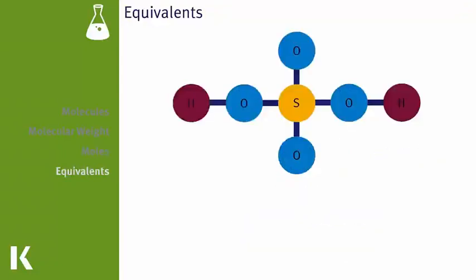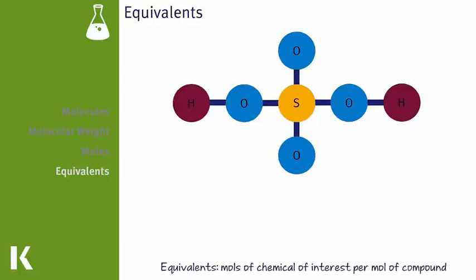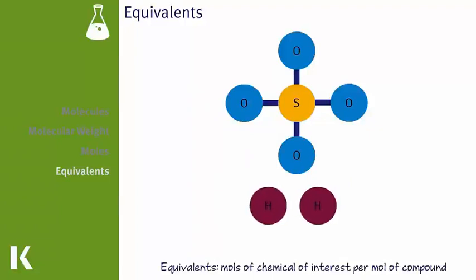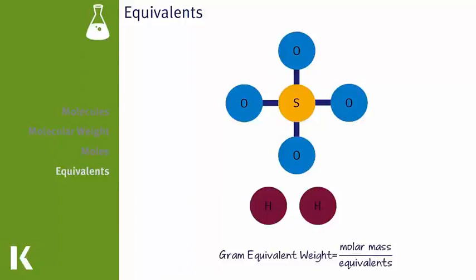Now, to understand equivalence, we're going to look at this molecule of H2SO4, or sulfuric acid. Equivalents are the moles of a chemical of interest per moles of the total compound. So if we look at this H2SO4, each mole of H2SO4 releases 2 moles of H+, which is why H2SO4 is 2 equivalents of acid rather than just 1. If you want to find the gram equivalent weight of a substance, that's a measure of the molar mass of the total substance divided by the number of equivalents. And if you want to find the normality of a solution, that's simply the number of equivalents divided by the liters of solvent.